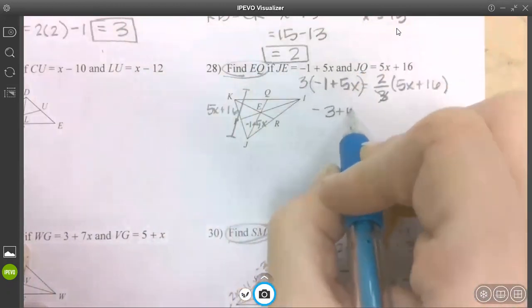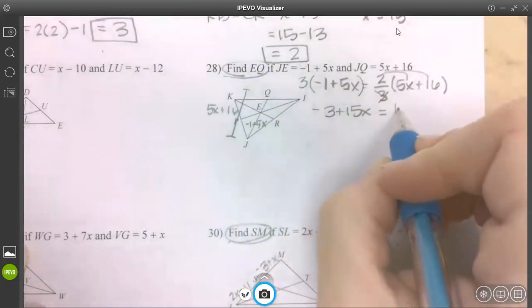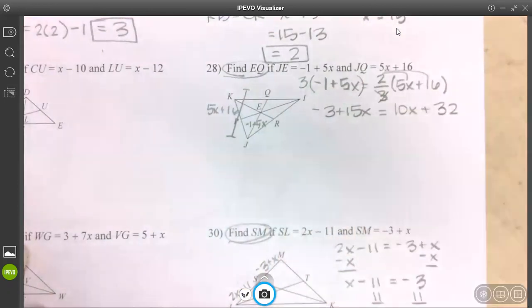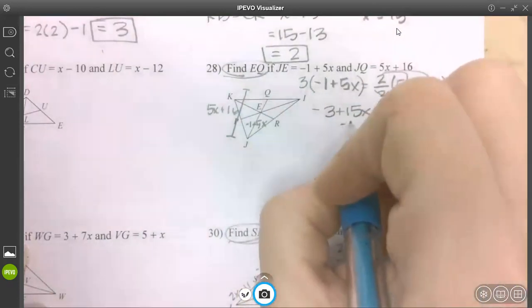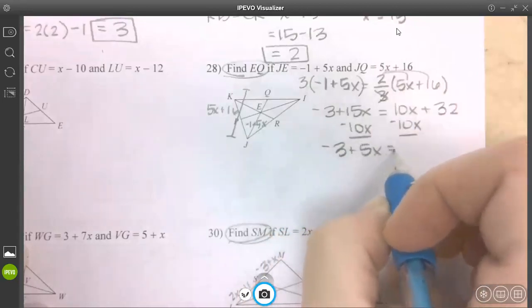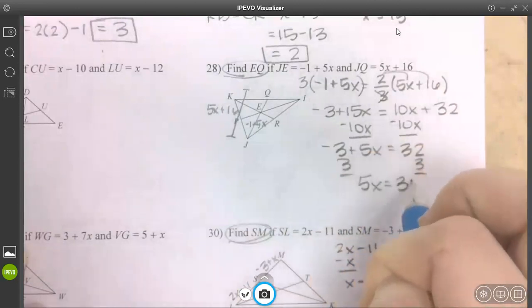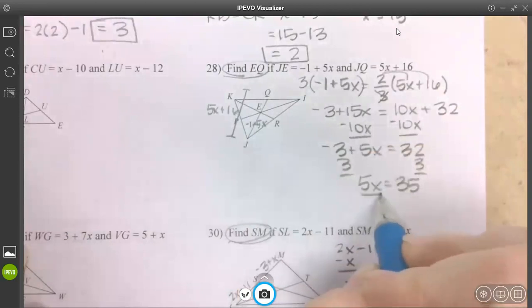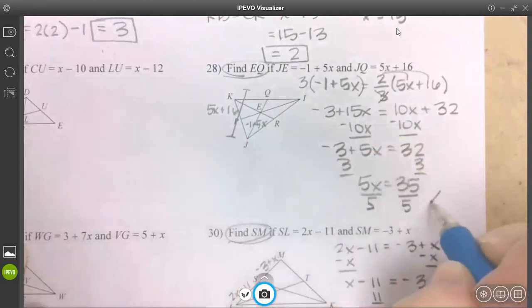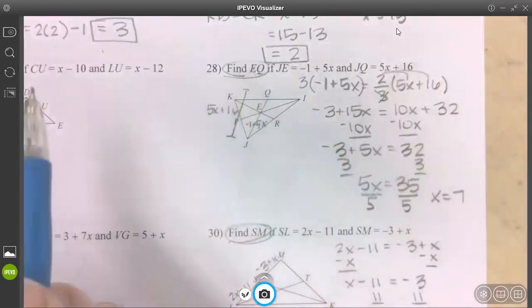We get negative 3 plus 15x equals, distribute your 2, 10x plus 32. I'm going to subtract 10x because it's my littlest. And I get negative 3 plus 5x equals 32. We're going to add 3. We get 5x equals 35. Divide by 5, and x equals 7. But we're not looking for 7. We're not looking for x. We're trying to find EQ.